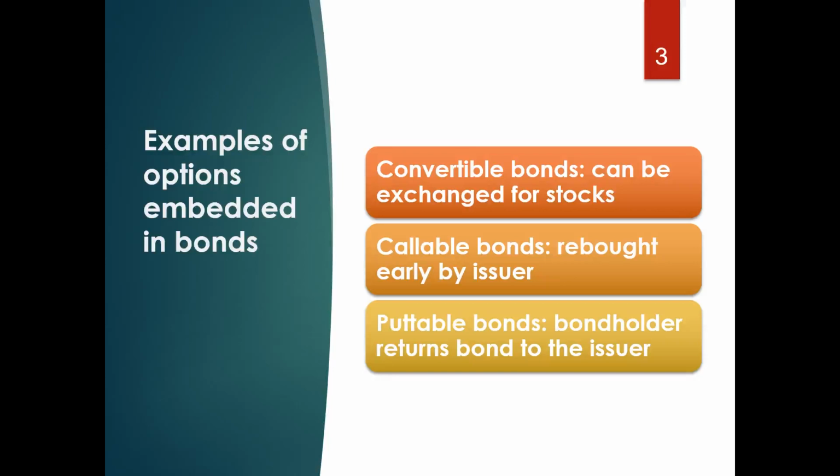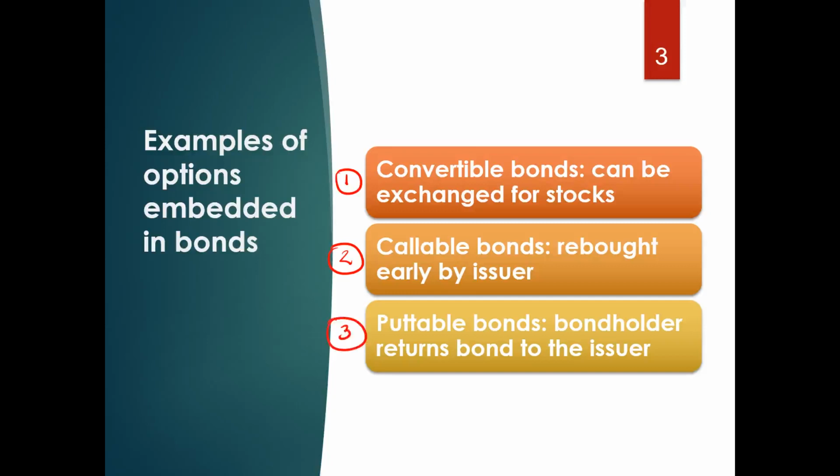A first example are convertible bonds. Convertible bonds are bonds that, depending on their price, can be exchanged for stock. A second one are callable bonds. Callable bonds are rebought early by the issuer. That means the issuer sells the bond to the market and then at some future date says, you know what, I have this option to buy back my bonds, and then they buy them back. When would you do that? Well, if you're doing too well, hence your interest rate is really low, then you say, I'd rather have those bonds back.